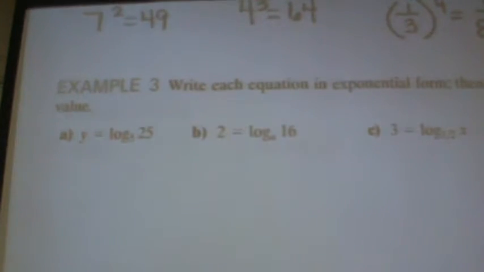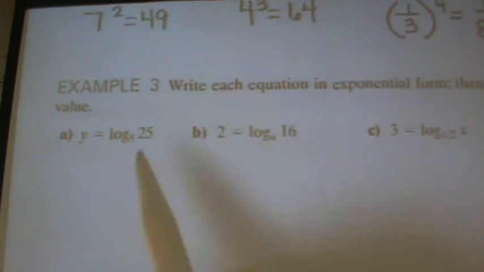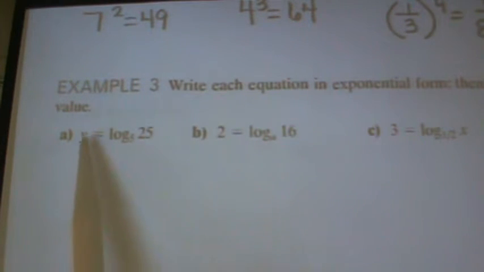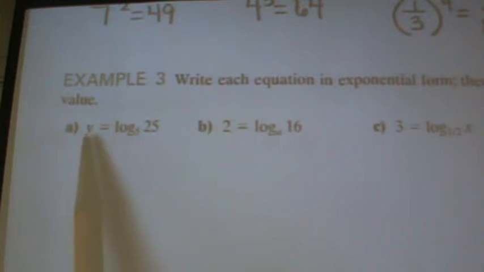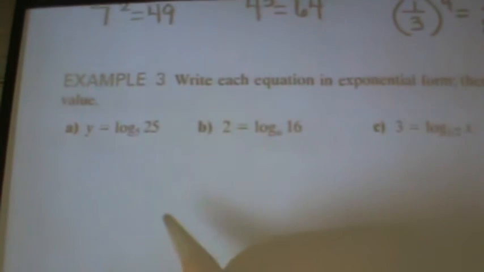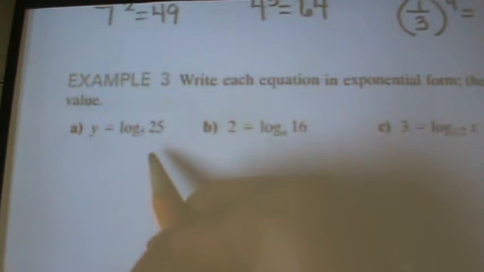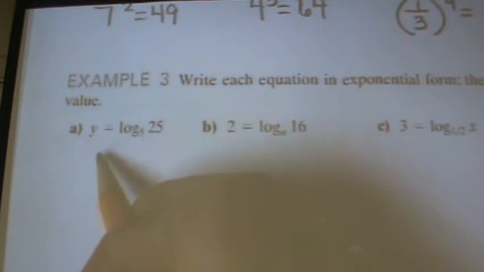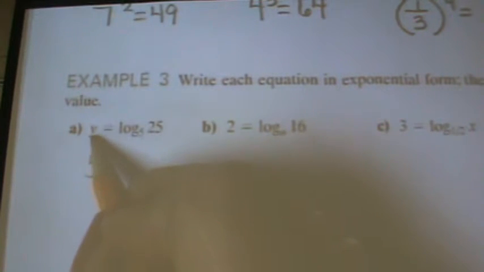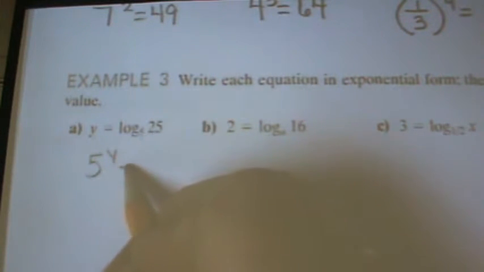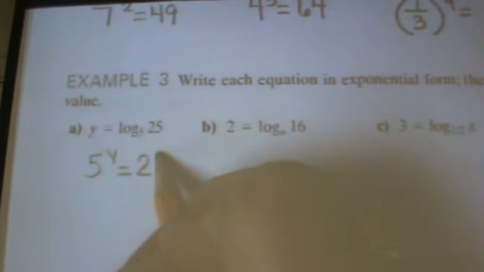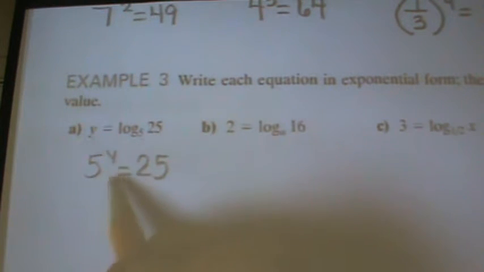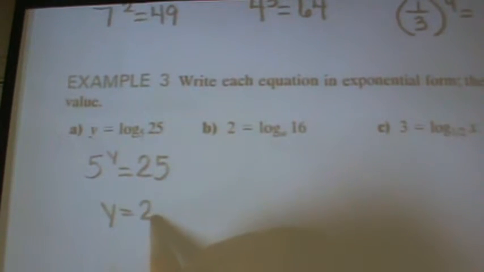There's 3 properties. But for now, the unknown for A, example 3A, is y. Y is equal to the log of 25 base 5. So how are you going to solve this? Well, rewrite it in exponential form. What's the base, everyone? 5 to the y power is equal to 25. So what would y be? 2. Y would be 2.